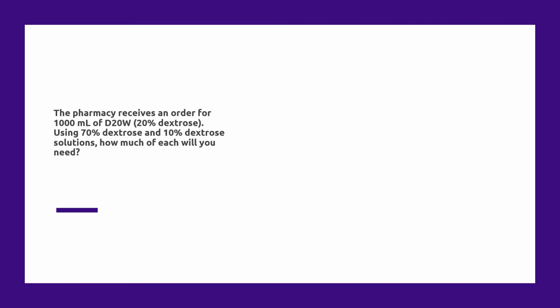So in this example, they're telling us that the pharmacy receives an order for 1,000 milliliters of D20W, or 20% dextrose solution. What we have on hand is 70% and 10%. So how much of each of those are you going to need to get to 1,000 milliliters of 20%?